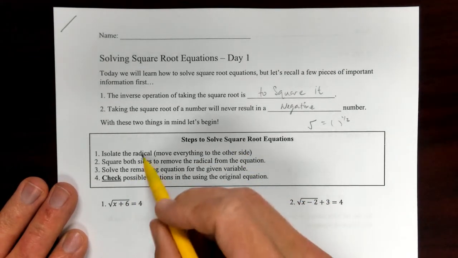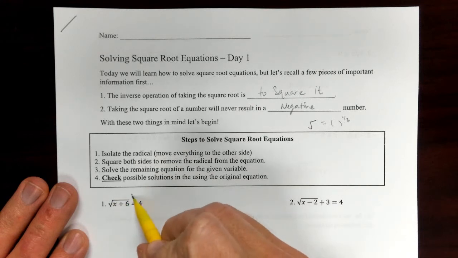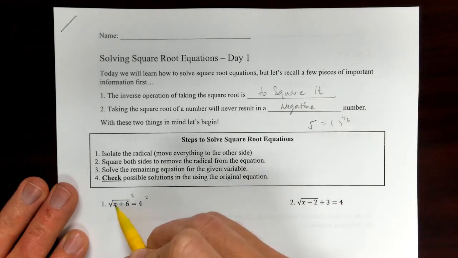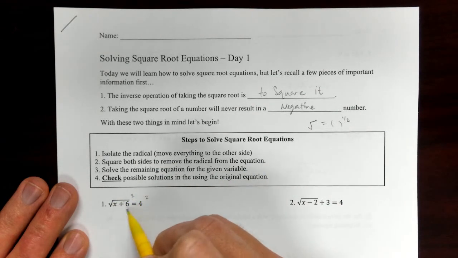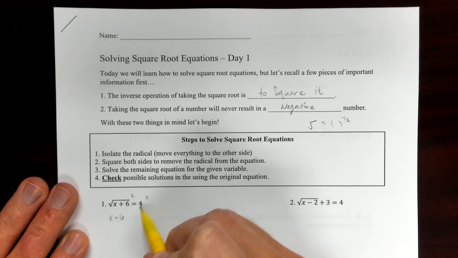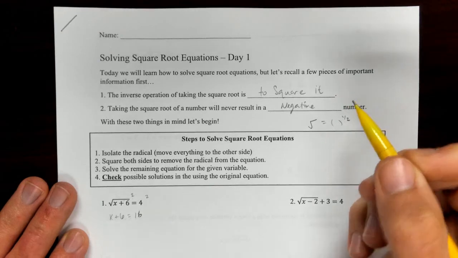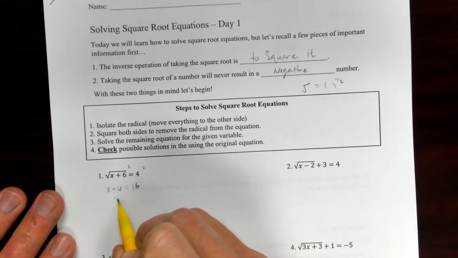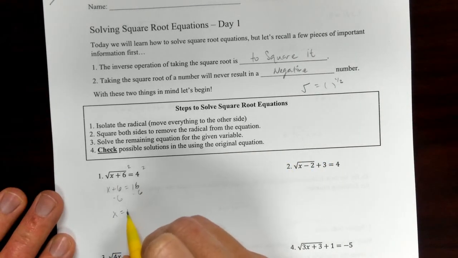Again, step number 1, isolate the radical, it is. Step number 2 is to square both sides. So this and this cancel out, I'm left with x plus 6. I've got 4 squared over here, 4 squared is 16. Now I need to subtract 6 on both sides. I get x equals 10.